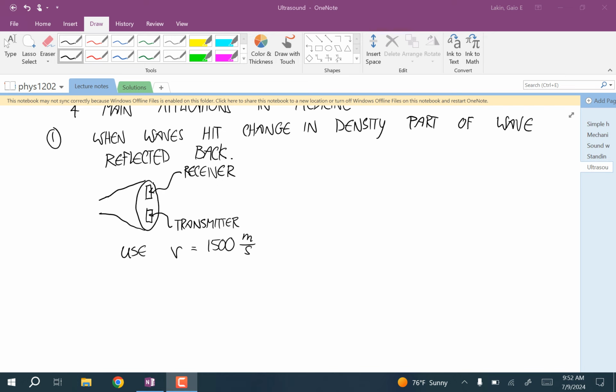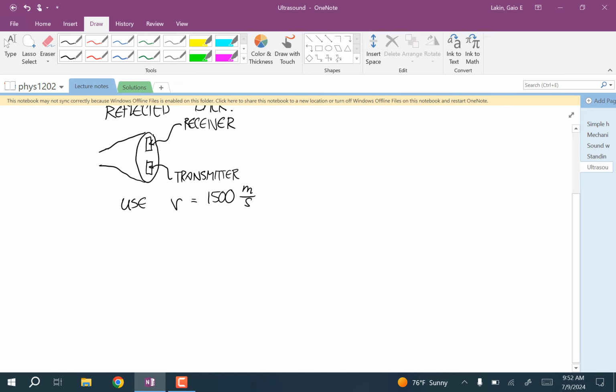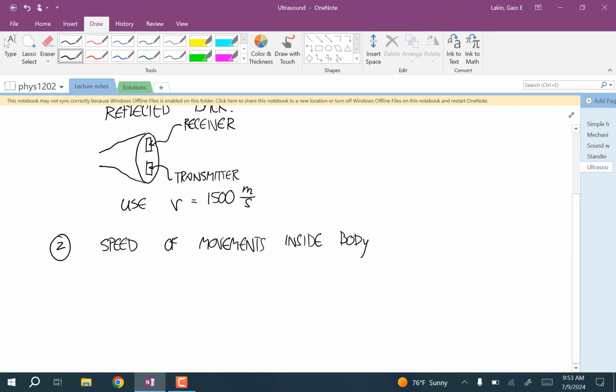And this approach is used obviously in fetal care. It's also used by surgeons to detect cancers and abnormalities. You can use it in a lot of different applications. The second way that ultrasound is used is that speed of movements happening inside the body can be detected using a Doppler shift.